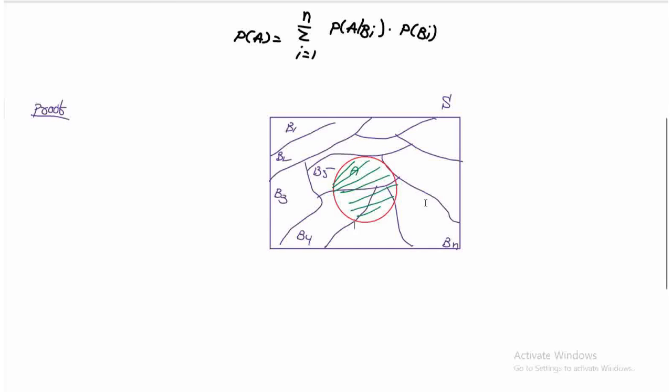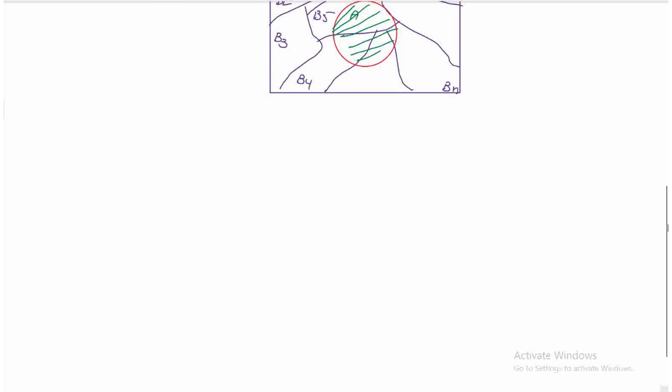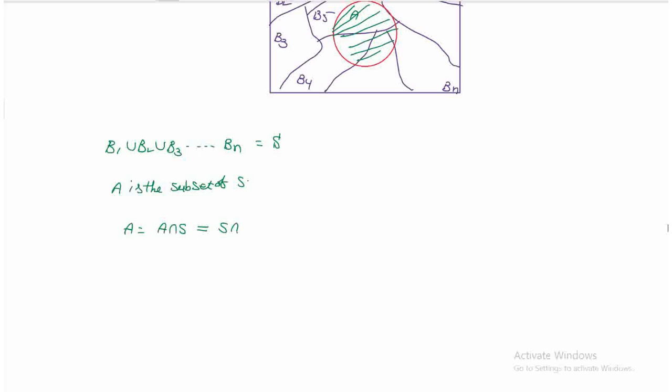Come to the proof over here. Consider, we know b1 union b2 union b3 and so on up to bn gives the sample space S. We come to know that A is a subset of S. Then we can write A is equal to A intersection S or S intersection A.